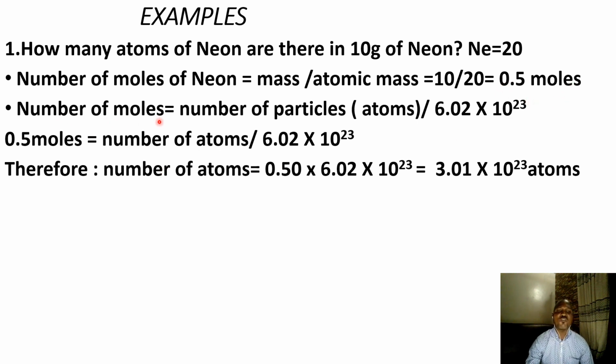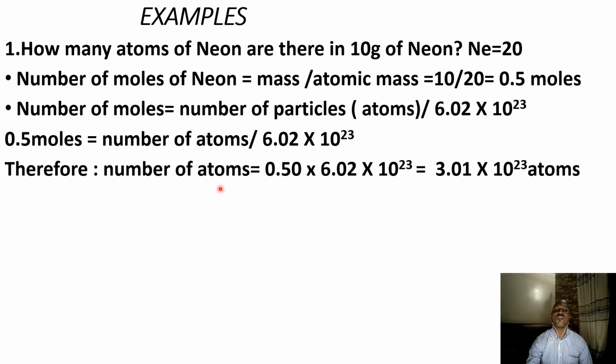So the number of moles is also the number of particles, which is atoms in this case, all over Avogadro's constant. Remember, Avogadro's constant is 6.02 times 10 raised to the power 23. Now, 0.5 moles, which is the number of moles as we have calculated earlier, is equal to the number of atoms all over 6.02 times 10 raised to the power 23. We are not far from it.